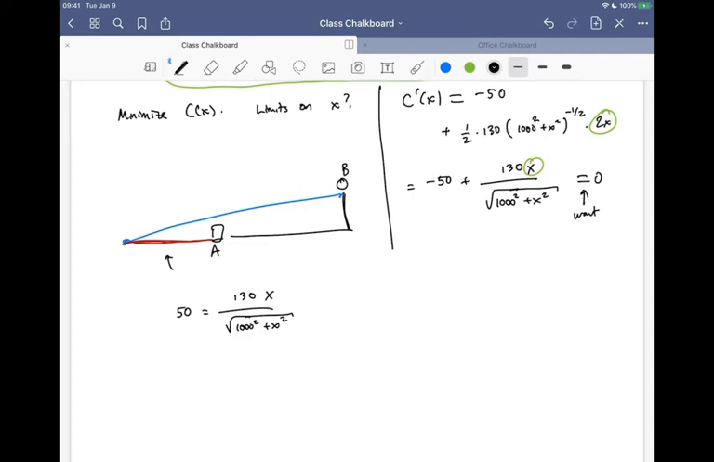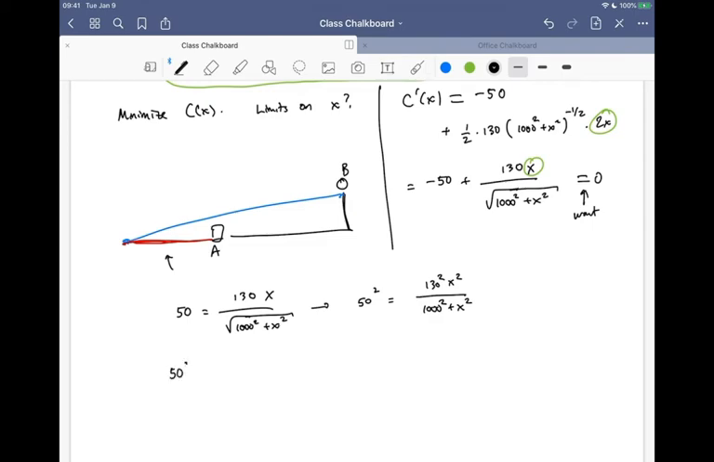So let me actually go back to, we're good there. Let me go ahead and square both sides at this point, rather than cross multiplying first. So this would give me 50 squared equals 130 squared x squared over this, and then I could go ahead and cross multiply.